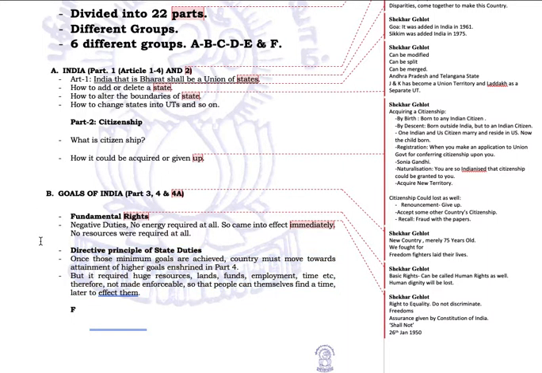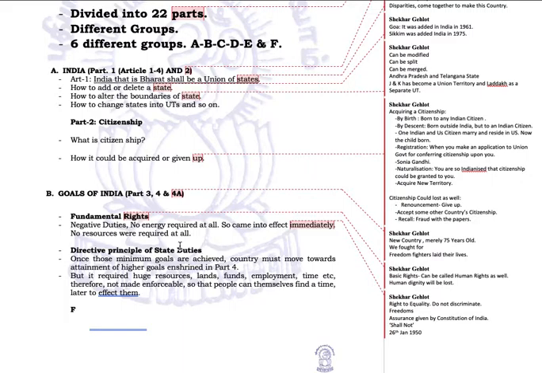Now, the other part is within the goals of India. Part 4 is the directive principles of state duties. Directive principles means guiding principles or guidelines which states have to follow in fulfilling their duties. Now every state has a duty towards its citizens or the people residing in that particular state.